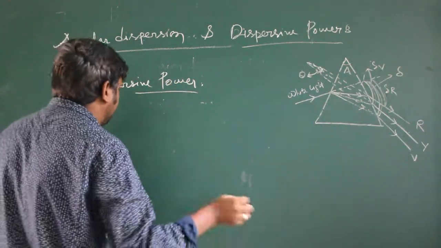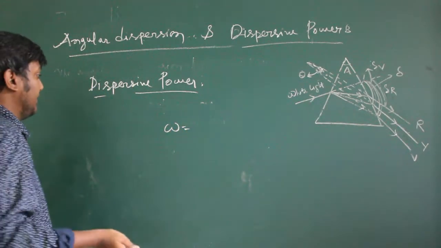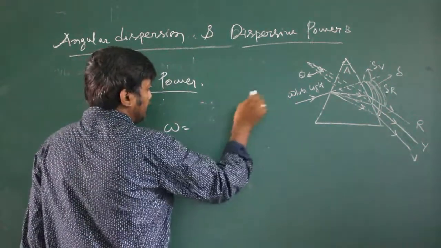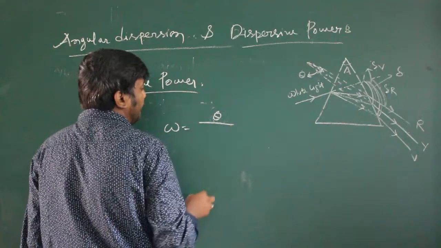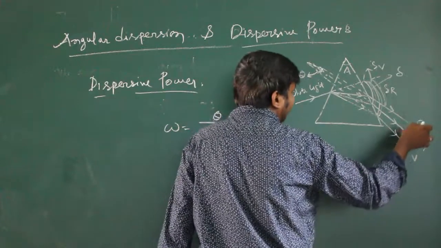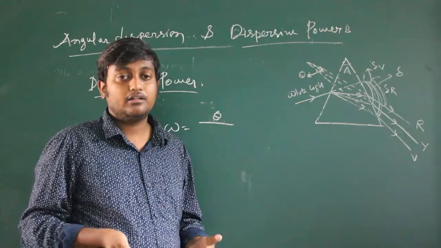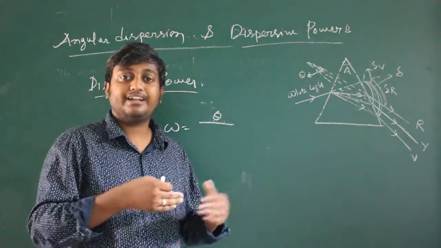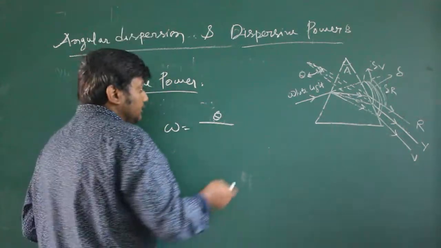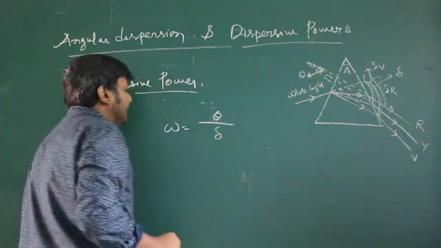Suppose we take the dispersive power as omega. So omega equals the angular dispersion of red and violet light, theta, divided by the deviation angle of the mean light. For violet and red, the mean light will be yellow, and for yellow the deviation angle is del. So it will be theta by del.